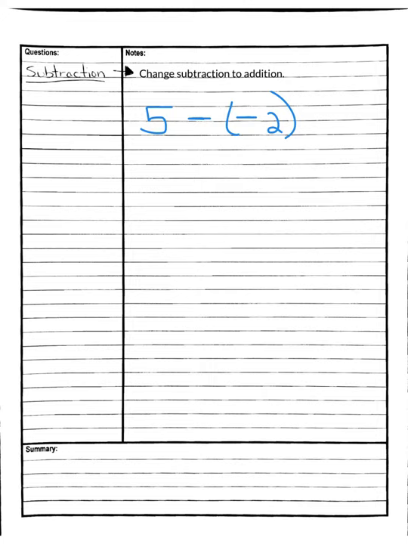I'm going to show you how to change this to addition, and you're going to notice it's actually a really easy problem. We're always going to keep the first number. So I'm going to keep it 5. We're always going to change the subtraction because that's our goal. We want to change subtraction to addition. And we always want to take the opposite.